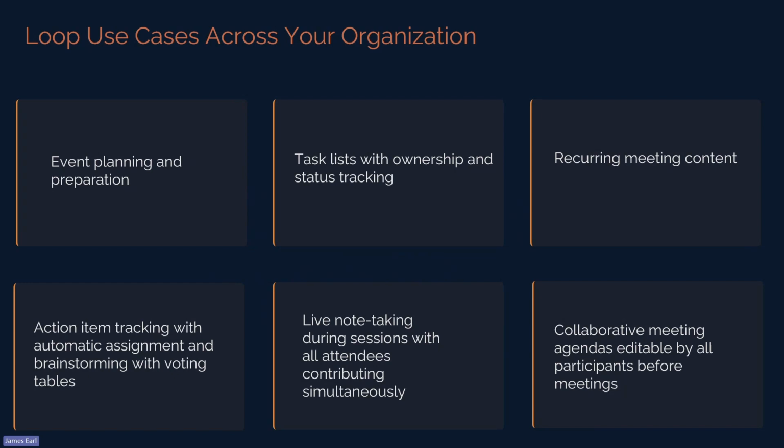Action item tracking with automatic assignment is very useful, so you can track ideas and suggestions from meetings, and then you can create a table, and what you can do within the table is actually vote on their preferred idea or their preferred solution, so it can be used for that as well.